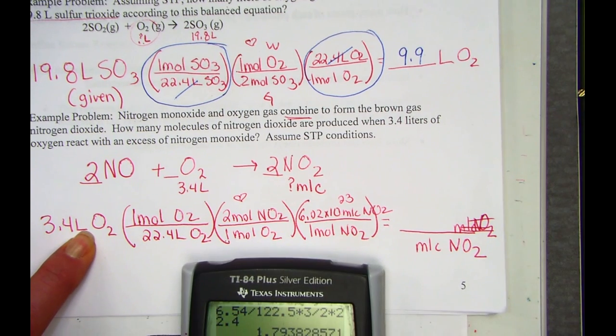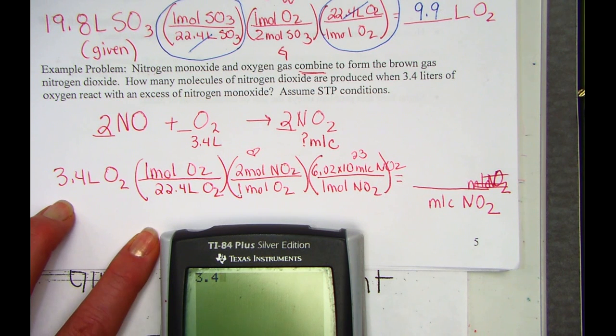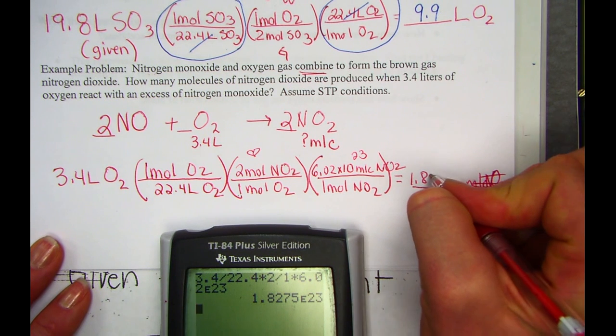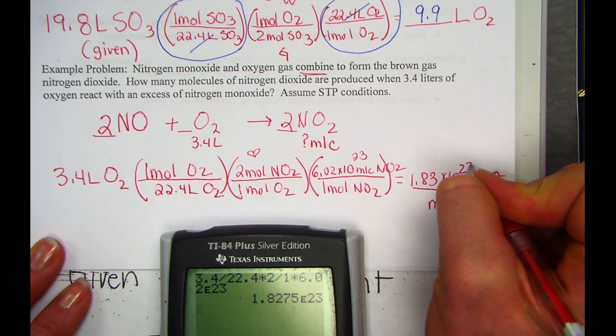Please hit it with me to become confident with your calculator. Start with the given amount of 3.4 liters. Divide by the molar volume, 22.4. For the ratio, we have 2/1 times Avogadro's number, 6.02, second function e, to get that times 10 to the button, 23rd power. And I'm finding 1.8, I'll say 1.83 times 10 to the 23rd power.